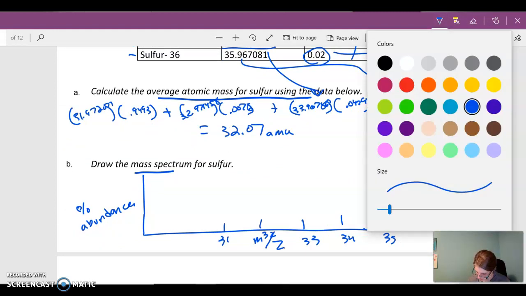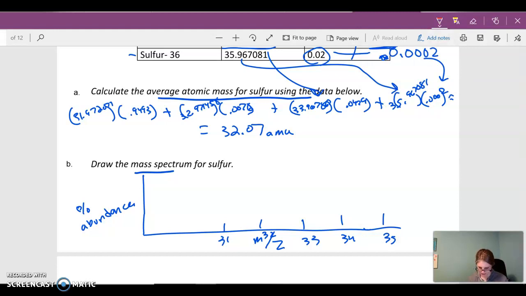I'll use a different color. And I just wanted to show the different sizes. Now most of them are that 31.9, just before the 32. And there's a lot of them. 94%. And then my next one is 0.076, just before 33. That's just a little bit. 33.9 had a 0.04. Oh my gosh. And this one's 0.02. Yikes.